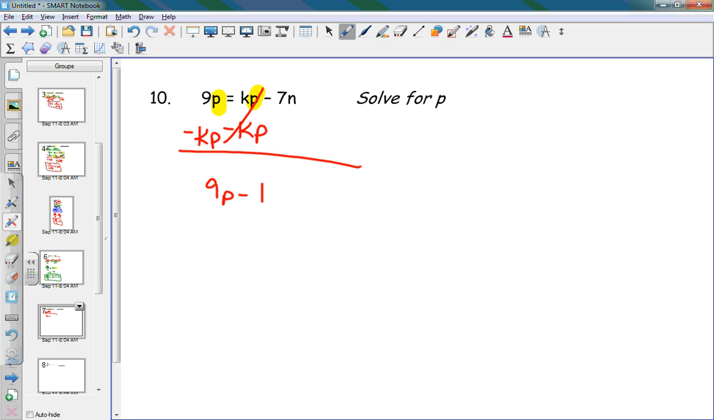So I have 9P minus KP is equal to negative 7N. Does everybody understand how I got that KP over and why it's subtracting? Visual or verbal? I need to know. Because you all are saying that you got it before, but this is the first step that many of you are like, I have no clue what to do. Now, I have 2 P's, correct? Since I have 2 P's, what do I need to fish out? I need to fish out a P. So if I fish out a P, what am I left with? 9 minus K. And that's going to equal negative 7N.